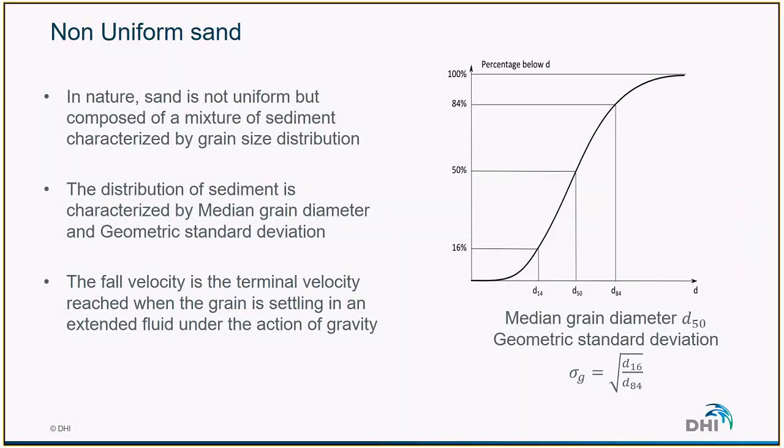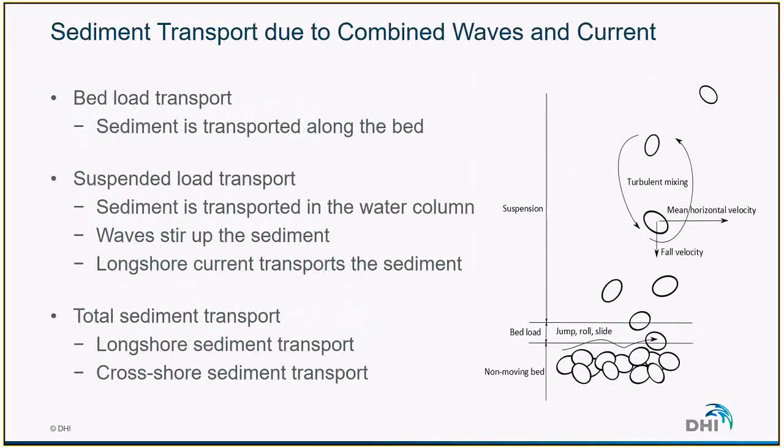Fall velocity is another very important parameter, which is the terminal velocity that is reached when the grain is settling in the water. And this fall velocity is dependent on several parameters, such as the grain size or the shape of the grain itself, for instance.